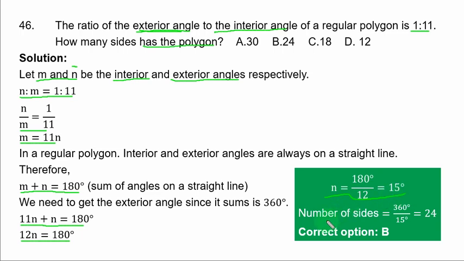Now, the number of sides. Each exterior angle is 360 degrees over N. So if you divide 360 by 15 degrees, you get the number of sides, and that is 24. So B is the correct option.